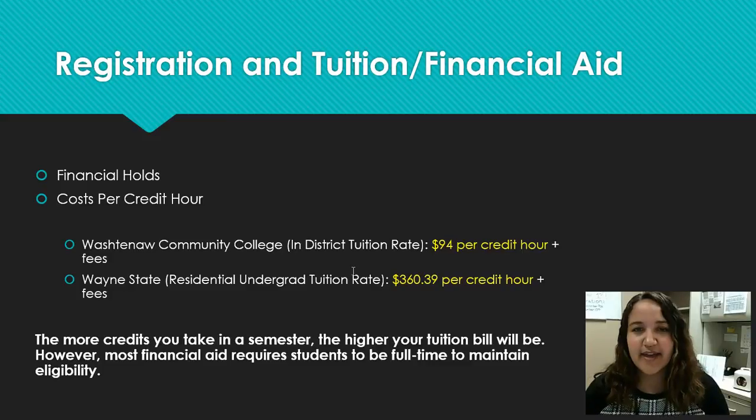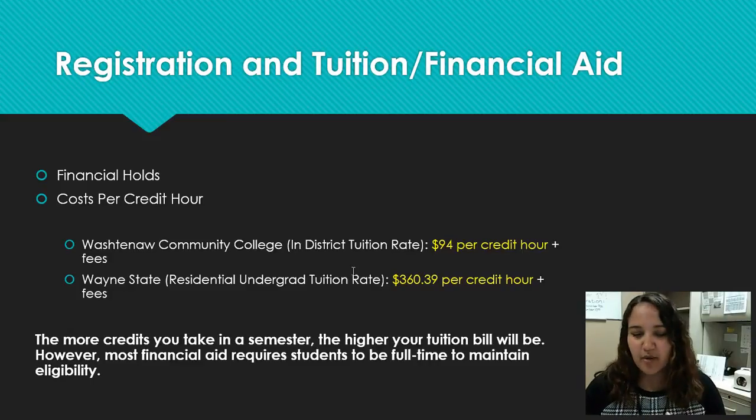Another reason why registration is linked very closely to your tuition and financial aid is because that's actually how you pay for school: it's based on the number of credits that you are registered for each semester. So that's how tuition is calculated. For this section, I'm talking about strictly tuition rates, which is the amount of money that it costs for you to just go to class.